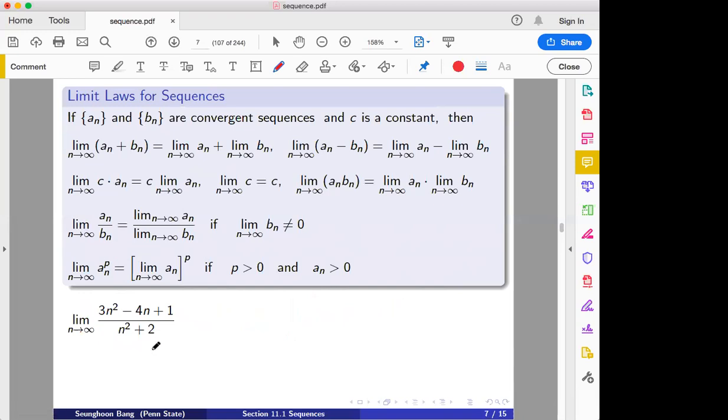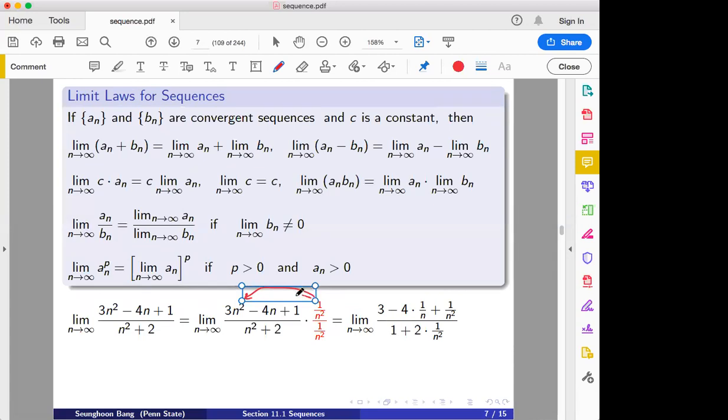So how can you solve this problem? We have 2 methods possible. The first method is to multiply top and bottom by 1 over n squared. The next, distribute 1 over n squared. So like this, distribute 1 over n squared.